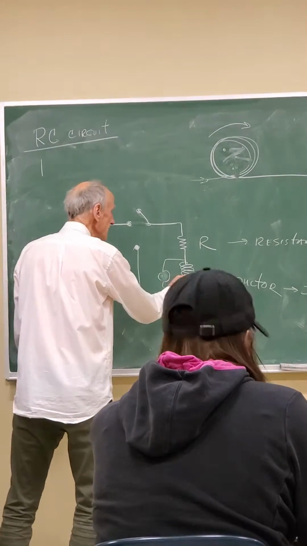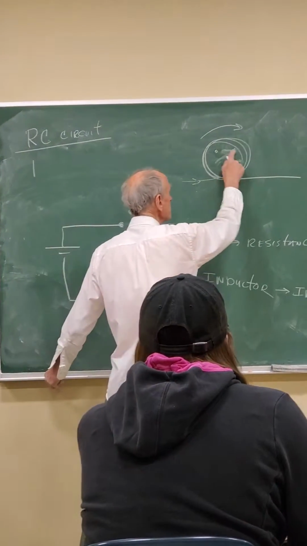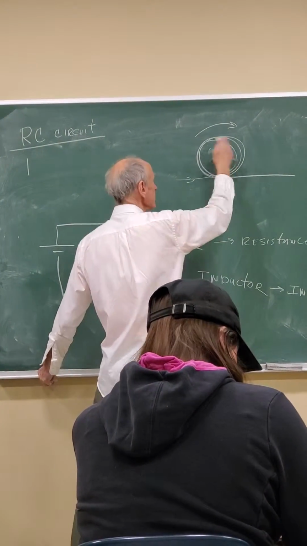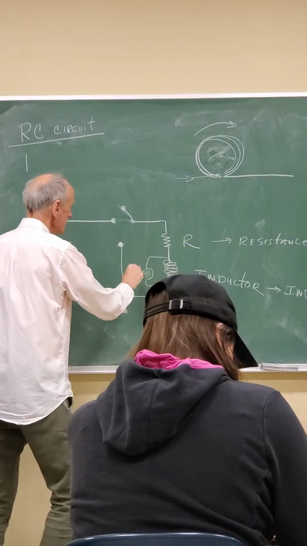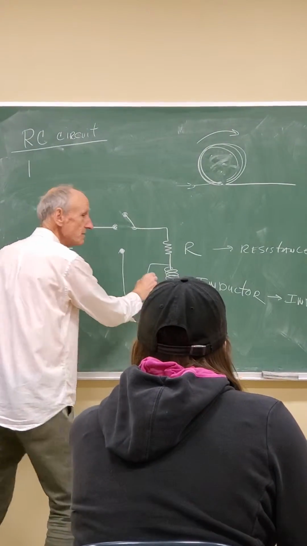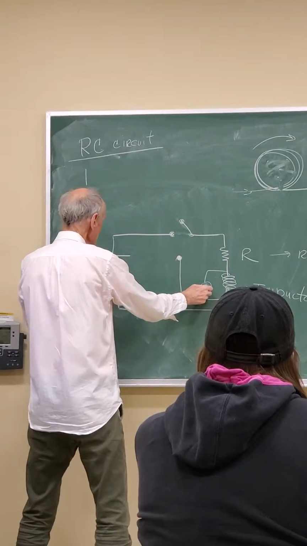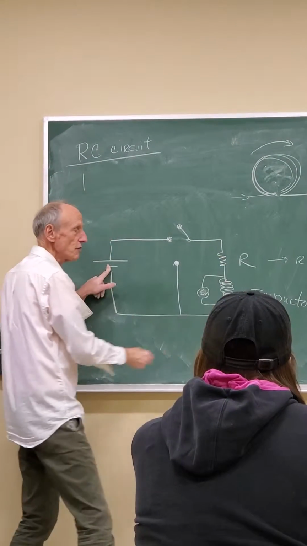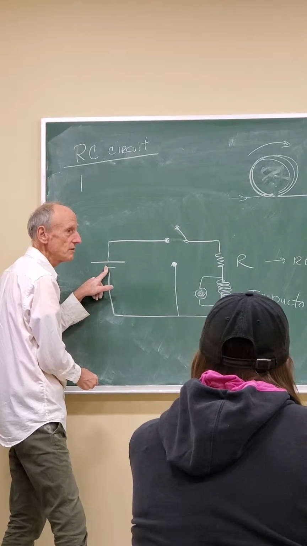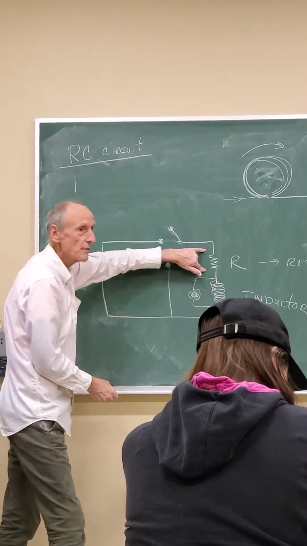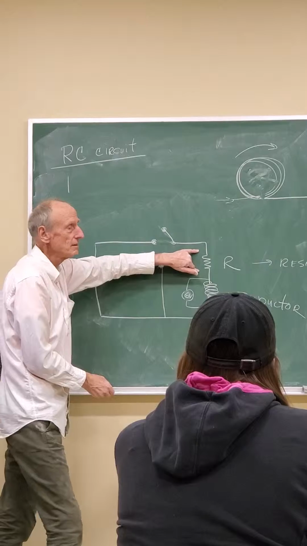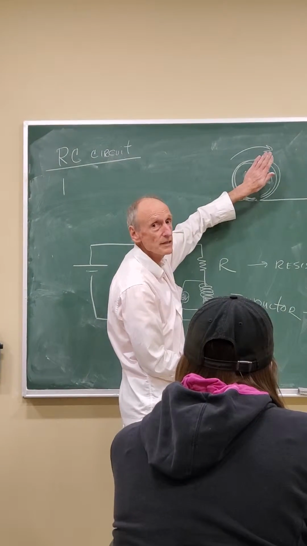This will immediately jump, because when you go from 0 flux to some flux, that's a big change. This will jump to 6 volts. And if this is 6 volts, and this is 6 volts, then the voltage across the resistor is 0, and there's no current, because you start at 0 and it's trying to keep it at 0.